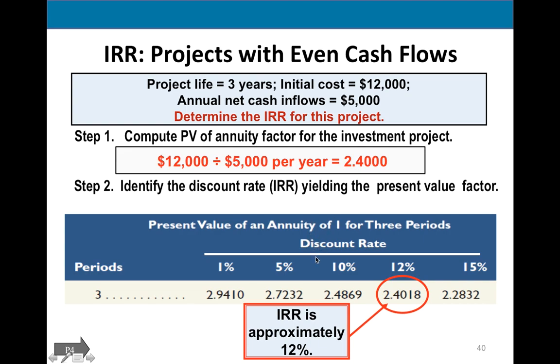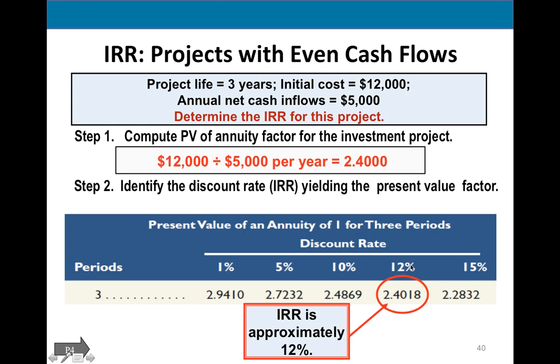You go to table B3 and right there, you look for it. So 2.4, what's the closest amount? It's right here, 2.4. It's 3 years, right? So you use your periods, 3 years. So what's the closest rate? It's 12%. So we're saying IRR is approximately 12%.